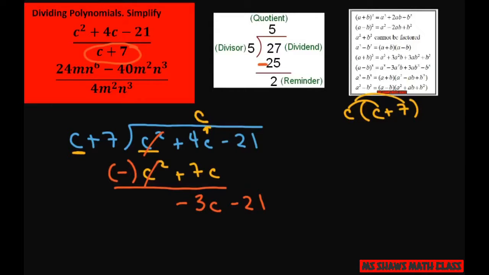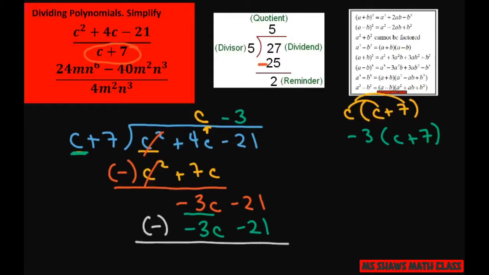Then you're going to ask, what times c gives me this first term? Again, we don't care about the 7 right now. That's going to be negative 3. Negative 3 times c is negative 3c, because we're trying to get rid of the first term. And negative 3, so we're doing negative 3 times c plus 7. That's going to be minus 21. And then you subtract both terms and you get 0. So the remainder is 0.